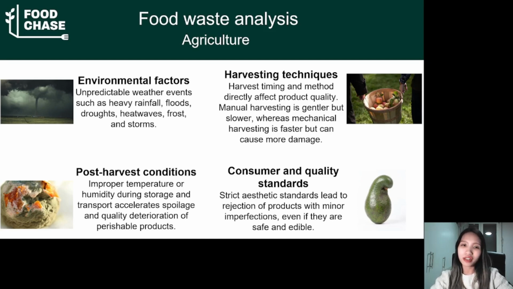The post-harvest condition is a very important factor, because inappropriate temperature or humidity can accelerate the maturation of the fruit or the product, and they can eventually lead to spoilage. The strict aesthetic standard, which is about consumer and quality standards, can lead to the rejection of products with minor imperfections, even though they are perfectly edible and safe.